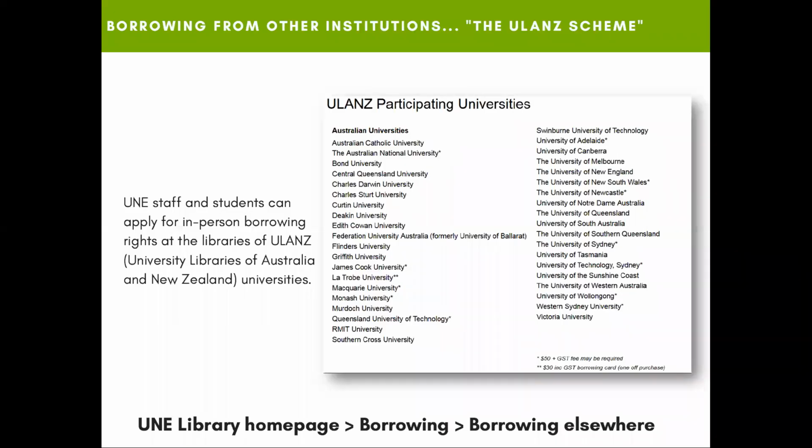Something that a lot of students also overlook is your ability to borrow from other institutions, and this is called the Yulin Scheme. UNE staff and students can apply for in-person borrowing rights at participating libraries, that's University Libraries of Australia and New Zealand. So if you have another university which may be closer to home, you can take a look at the list and apply to go borrow their books in person. There's more information under borrowing and then the borrowing elsewhere tab.